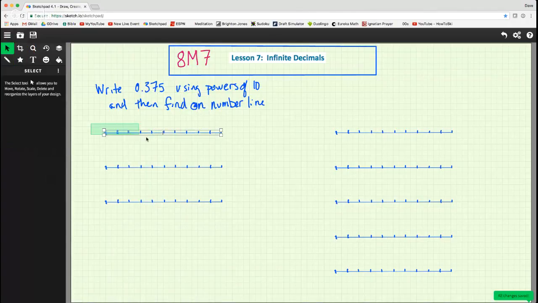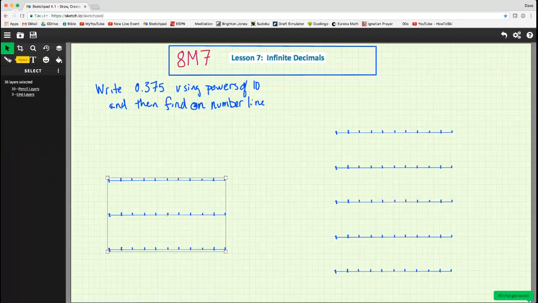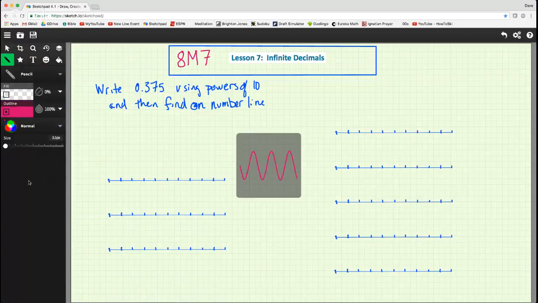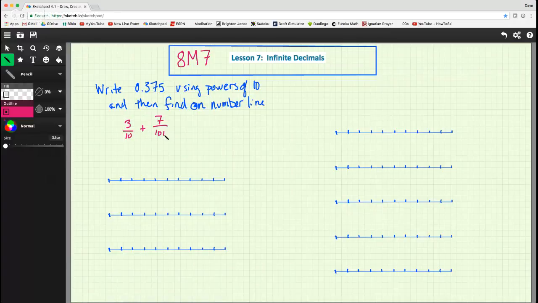And to do that, let me just move this down a little bit. So let's use our strategy. 0.375, so we know that that's 3 over 10 plus 7 over 100 plus 5 over 1,000. Okay, so that's a number that's between 0 and 1. So let's write that on our number line here. This is our first number line. So this goes from 0 to 1.